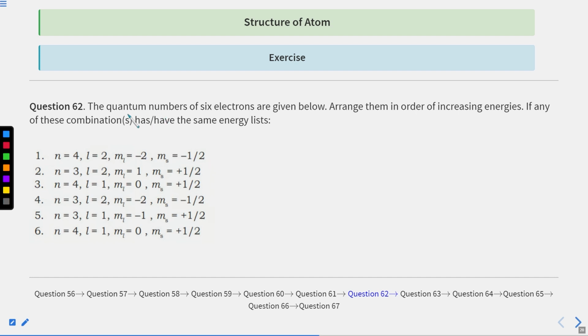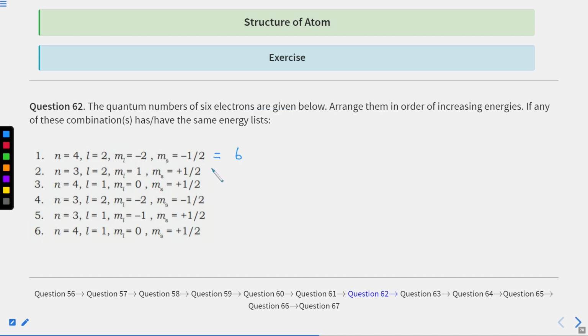What does the next question say? The next question says the quantum numbers of 6 electrons are given below. Arrange them in the order of increasing energies, if any combination has the same energy, list it. So we just have to arrange them in increasing order of energy. For 6 electrons, 6 quantum numbers are given. So how will you do it? Simply calculate the value of n plus l. Let us calculate it for all.